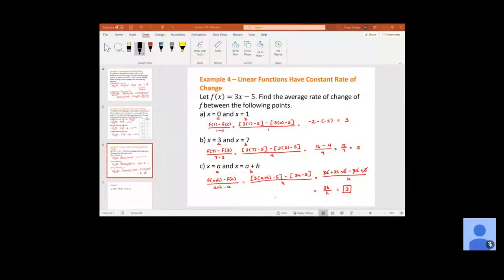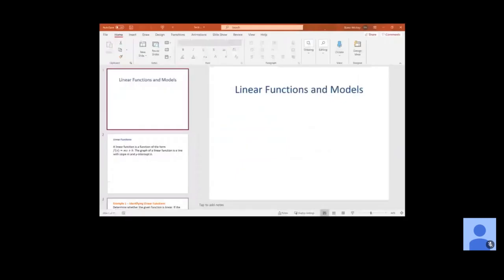2.5, linear functions and models. What we're going to look at in this section is how do we actually model certain real-world situations using linear functions, and then what can we use those for? Okay, so here we go.